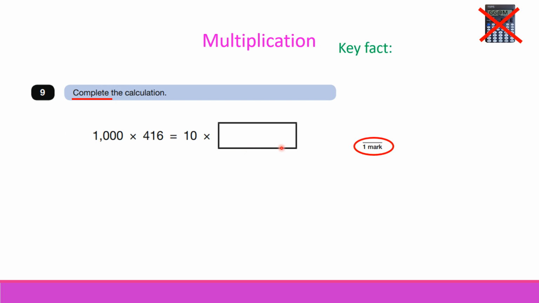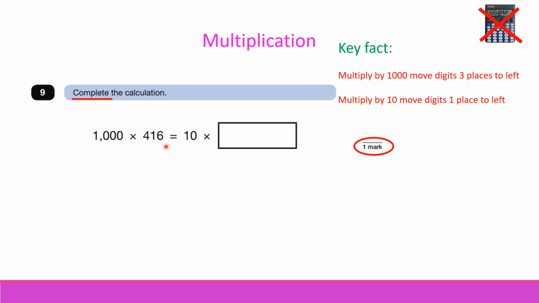Now, our key facts to help us answer this question are that if we're multiplying by 1,000, all the digits will move 3 places to the left. So the number's going to get bigger. So each of these digits are going to go 3 places to the left. If I multiply by 10, the digits move 1 place to the left.